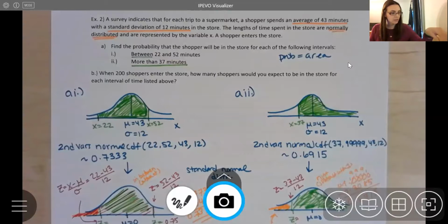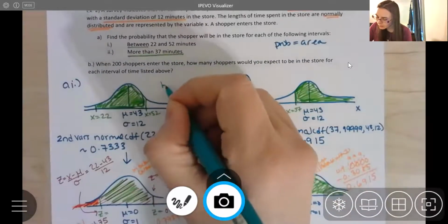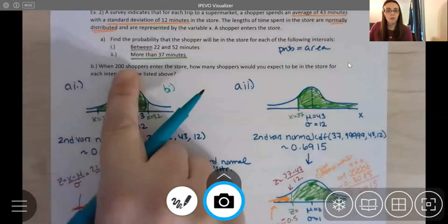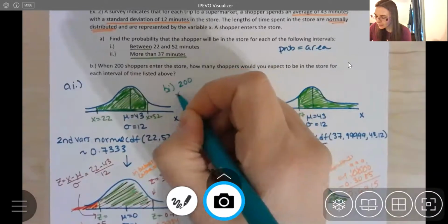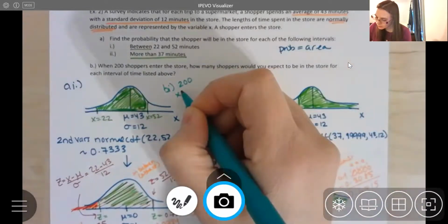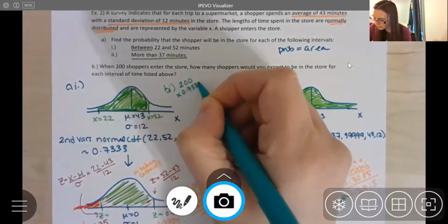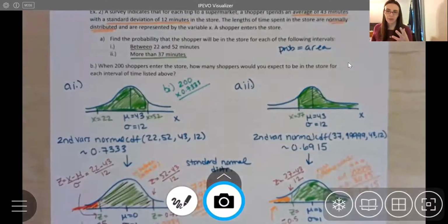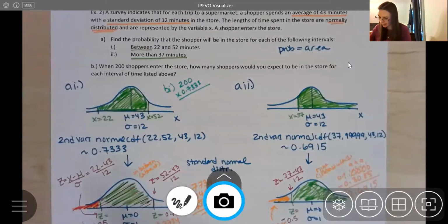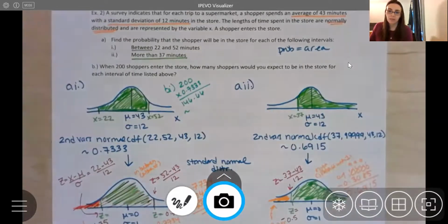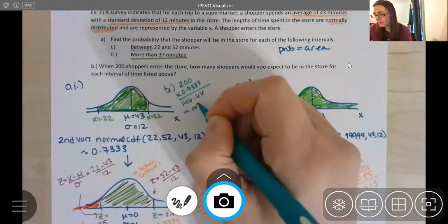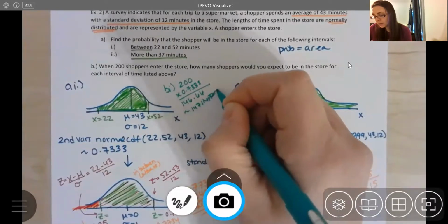Let's see if I can use a different color for a second. So, turquoise. All right, so for part B, for the first one, so if 200 shoppers enter the store, then all you need to do is take that 200 and multiply it by your probability. So 0.7333. Again, I'm not lining this up because I'm going to do it on my calculator. And when I get that, I get about 146.66. Now, we can't have 0.6 of a person, so I'm going to round this. So it's about 147 shoppers.